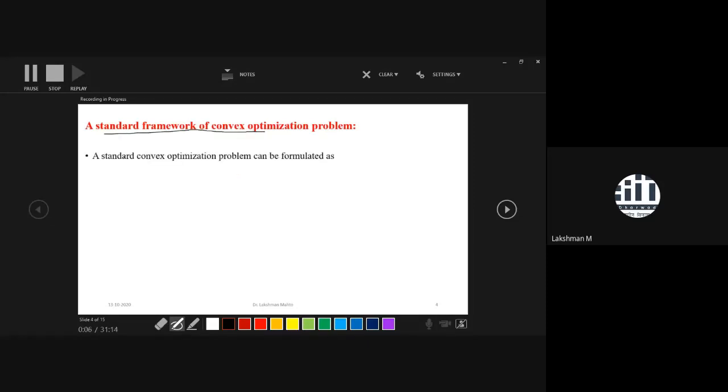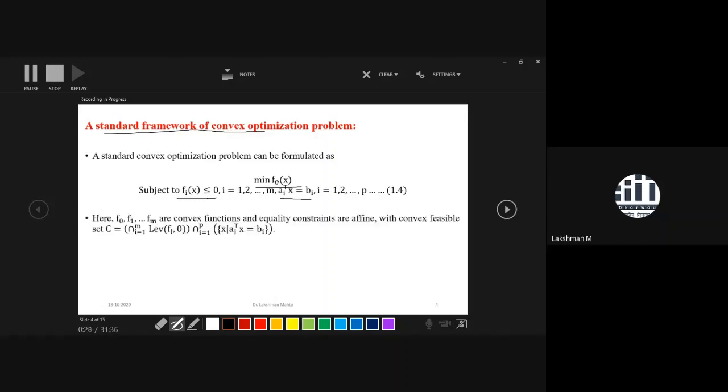A standard framework of a convex optimization problem can be formulated as: we have to minimize an objective function which satisfies the inequality constraints and the equality constraints. For it to be a convex optimization problem in a standard form, the criteria is that the objective function must be convex, the functions involved in the inequality constraints must all be convex, and the equality constraints must be affine in nature.